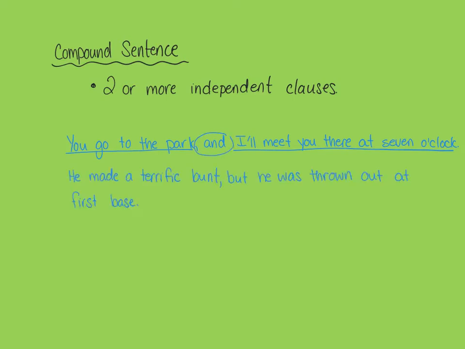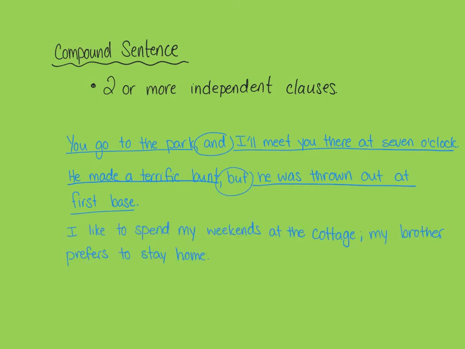Our second example is, he made a terrific bunt, but he was thrown out at first base. So he made a terrific bunt, independent clause. He was thrown out at first base, joined with the coordinating conjunction. The final example they give us is, I like to spend my weekends at the cottage. My brother prefers to stay home. So first independent, I like to spend my weekends at the cottage. My brother prefers to stay home, another independent clause, joined this time with a semicolon.